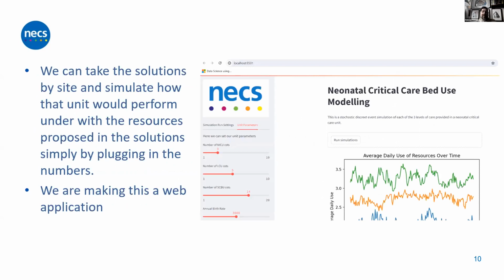And I've also looked at putting that into a Streamlit web app so that the commissioners can use that to inform their decision making as well. So by plugging in those numbers and looking at the birth rates in those units, we can have a look at how the units are actually going to perform with those different makeups of bed types.